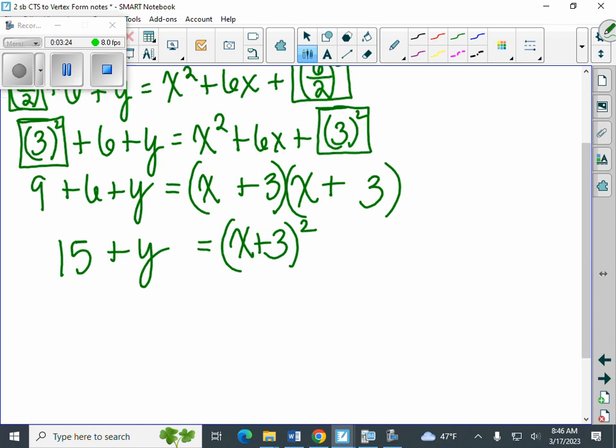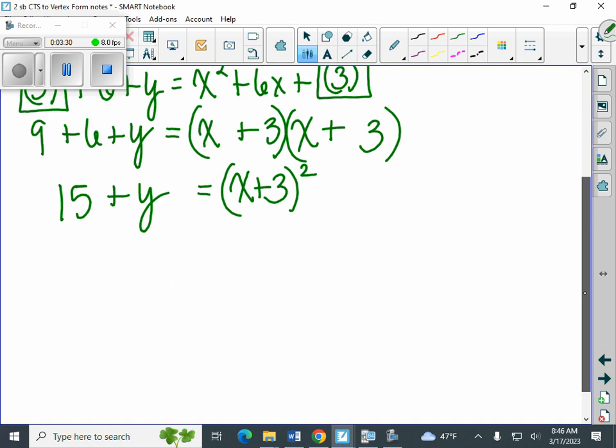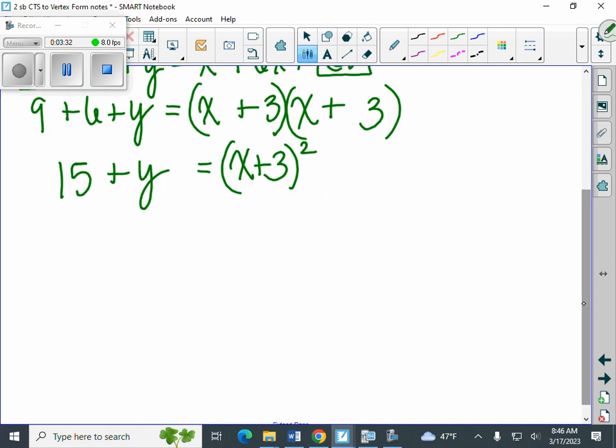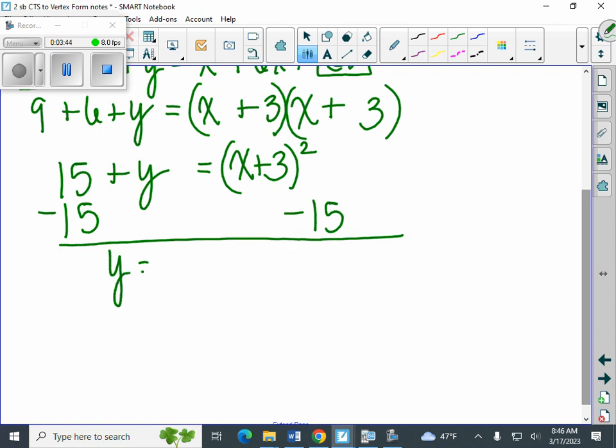Once again, when we're working with completing the square, we want to solve for y. So we're not going to get a numerical value. We're going to rewrite the equation. That's our ultimate goal. And we can finish this by subtracting 15 from both sides. And we end up with y equals x plus 3 squared minus 15.